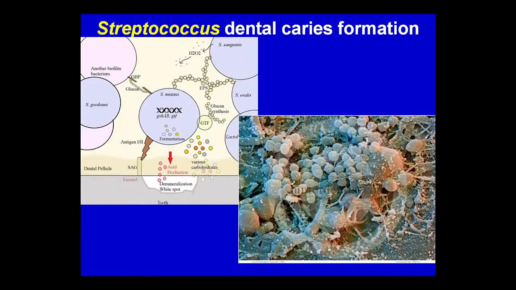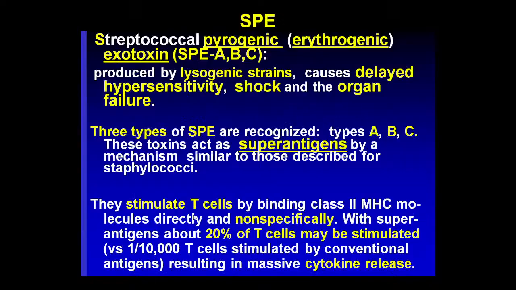And you can see here a biofilm formed on the surface of the tooth enamel, with acid production out of fermentation. It causes demineralization, and this is a white spot. See, this is here, on the tooth enamel, and then caries formation.